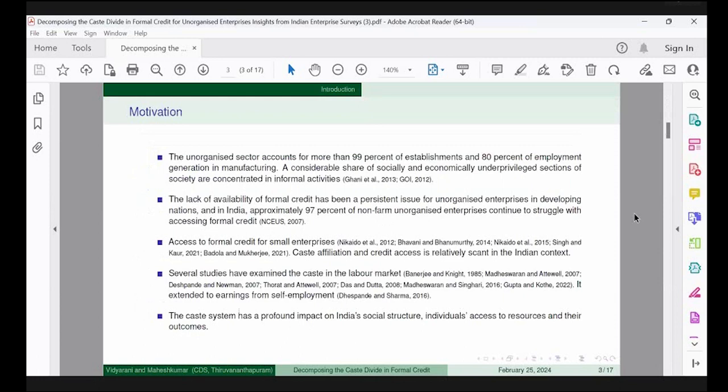In India, the unorganized sector consists of more than 99% of establishments, and it provides employment to 80% of the Indian economy. And a considerable share of the socially and economically underprivileged sections of people are engaged in informal activities. But one of the major issues which still persists in the unorganized sector, especially in the case of unorganized enterprises, is that they lack sufficient formal credit. So, lack of sufficient availability of formal credit.